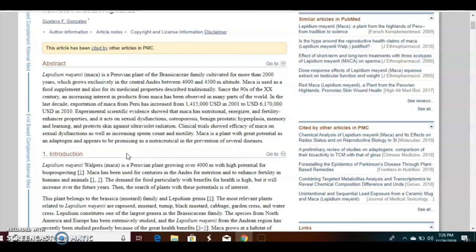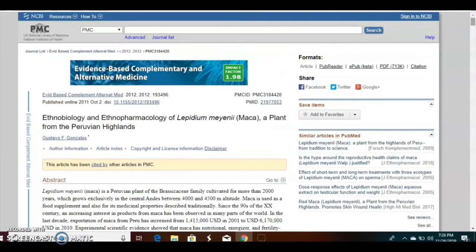Clinical trials show efficacy of maca on sexual dysfunctions as well as increasing sperm count and motility. Maca is a plant with great potential as an adaptogen, so it's going to help with stress and anxiety. It also appears to be promising as a nutraceutical in the prevention of several diseases. And that's just from what they studied so far. There are so many other benefits from maca root that haven't been explored yet with science.